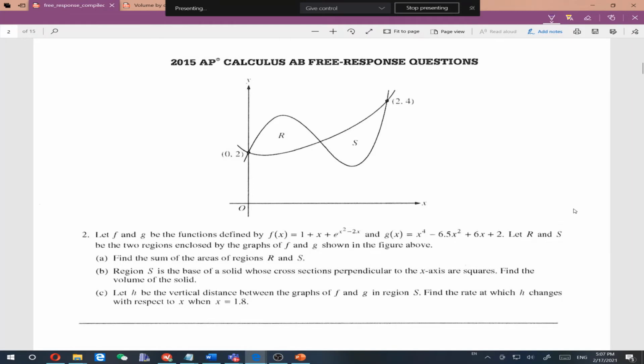So we've got two functions here, f and g. We have two regions here, R and S, enclosed by the graphs of f and g. The first thing they want us to do is find the sum of the areas of regions R and S. Kyle, in general, how do I find the area between two curves? You integrate. Okay, I would integrate from a start point to an end point of, what am I integrating for the area between two curves?